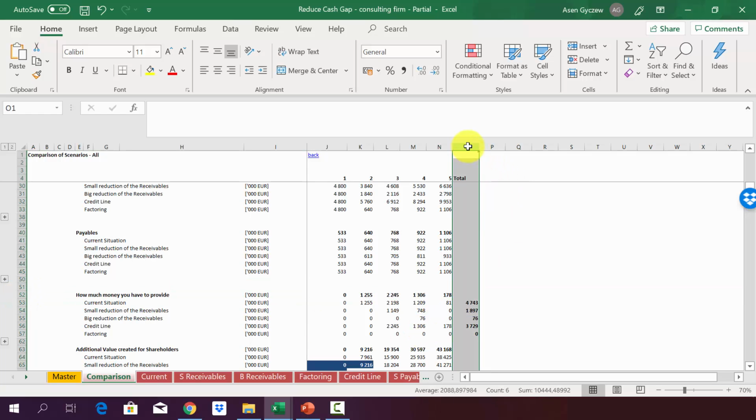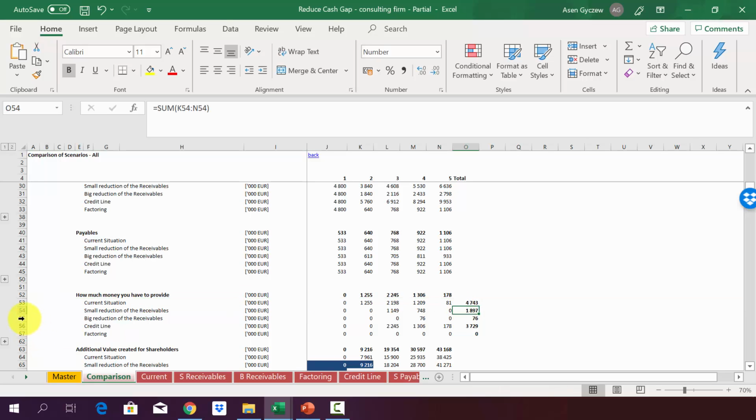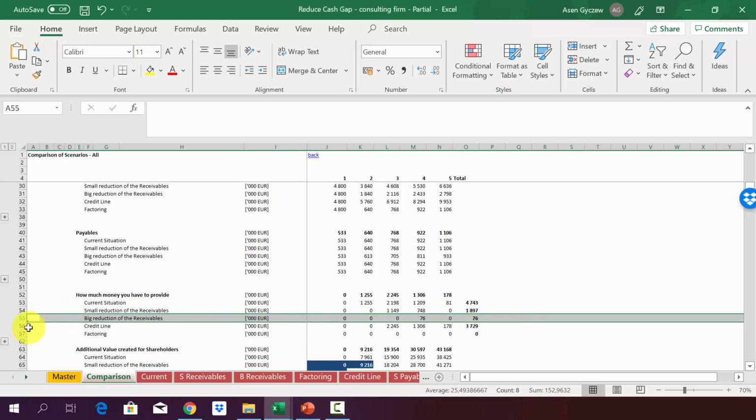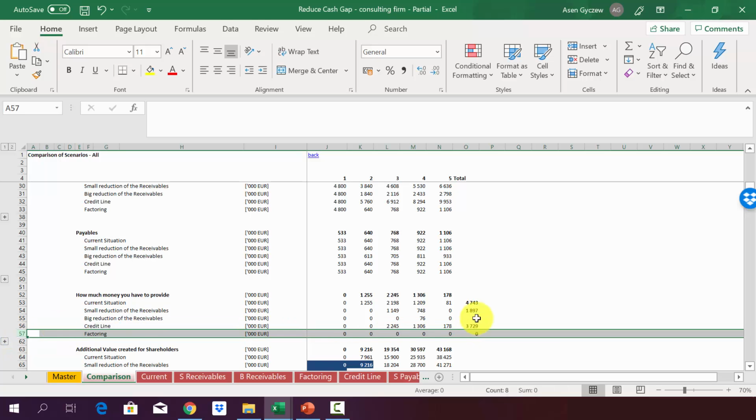So let's have a look at the sum in column O. So you can see that in the current situation, we have to pay in 4.7 million. Then with the small reduction of the receivables, it's roughly 2 million. With the big reduction, it's almost nothing. Then credit line, it's almost 4 million. And with the factoring, we don't have to pay in additional money.